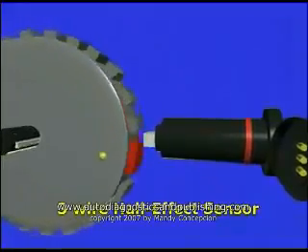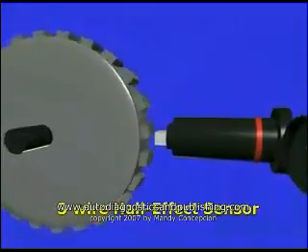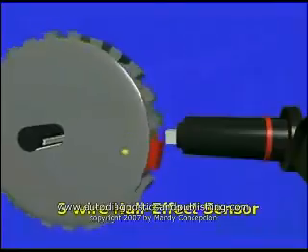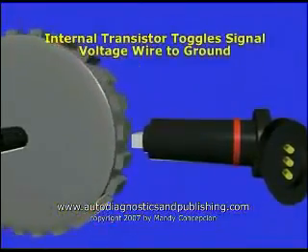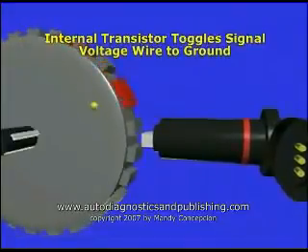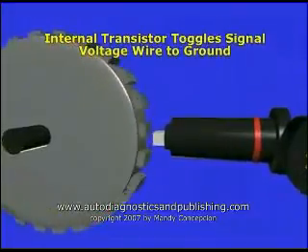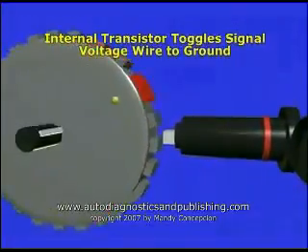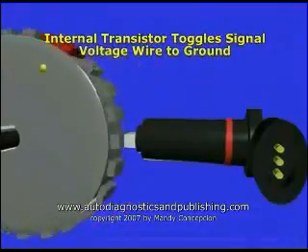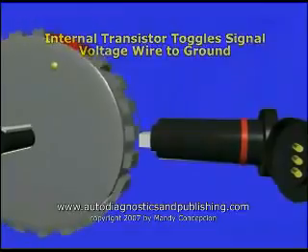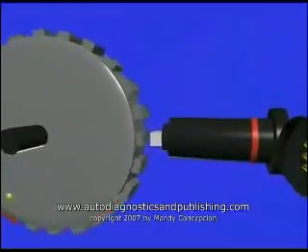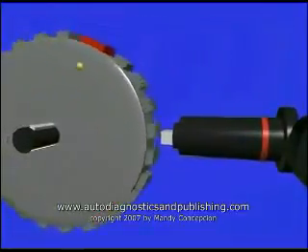Hall effect and magnetoresistive speed position sensors employ an internal transistor to do the switching and be able to toggle the reference voltage to ground. These types of sensors are oftentimes used for cam and crank applications, and in modern systems also for wheel speed sensor applications. The signal path of a speed position sensor is extremely important during diagnostics.